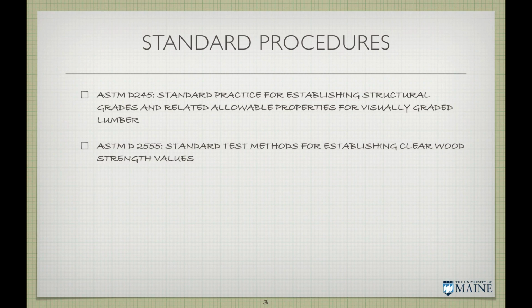There's also a standard for establishing the clear wood strength values. Those are the numbers that are in the wood handbook, the clear values. And there's procedures associated with that. How do you test it? How do you analyze the data? What are the statistics that you employ for all of this?